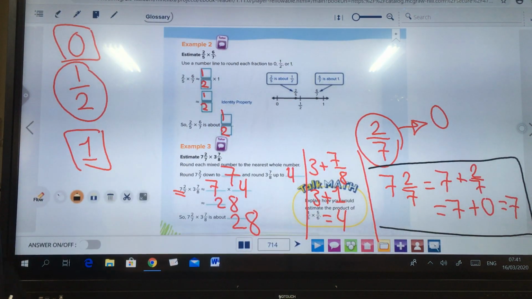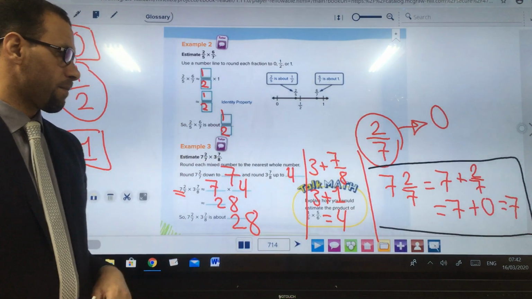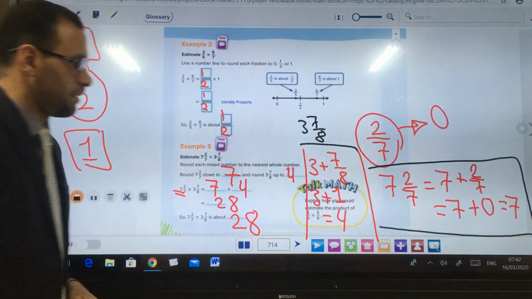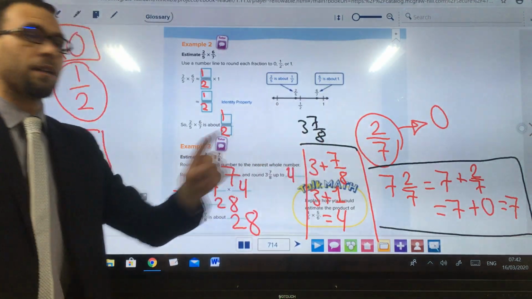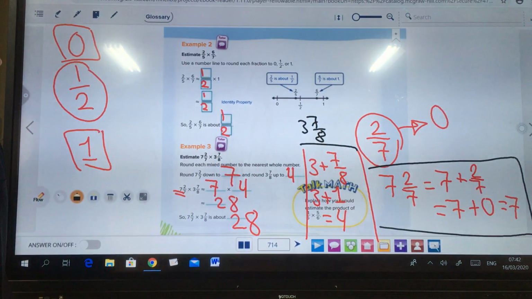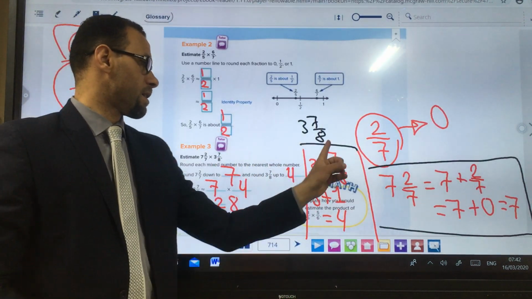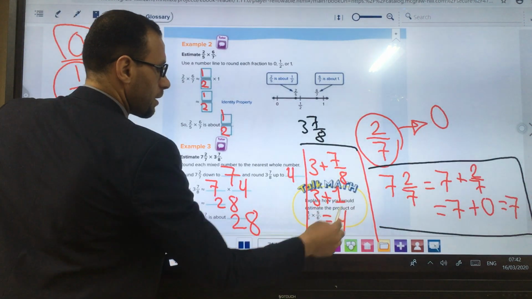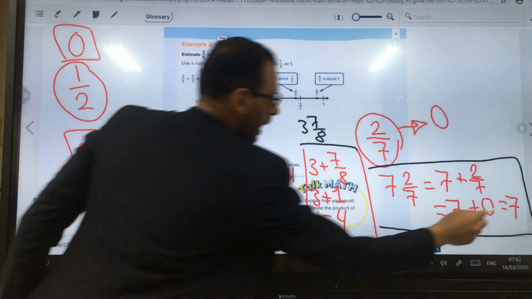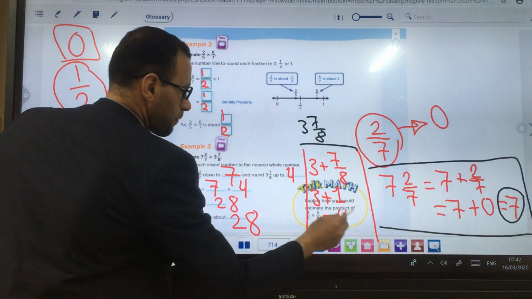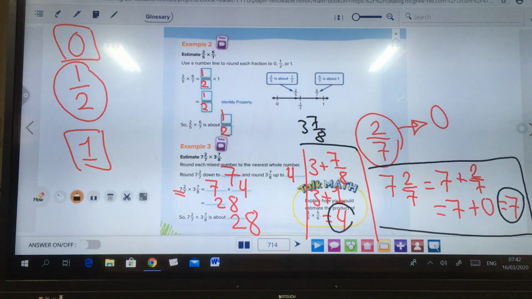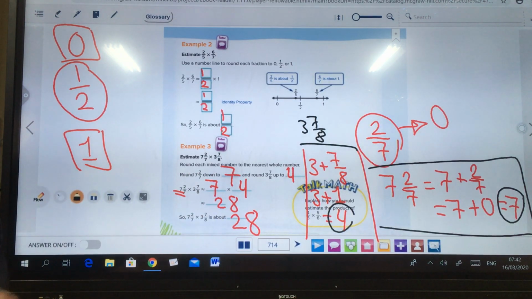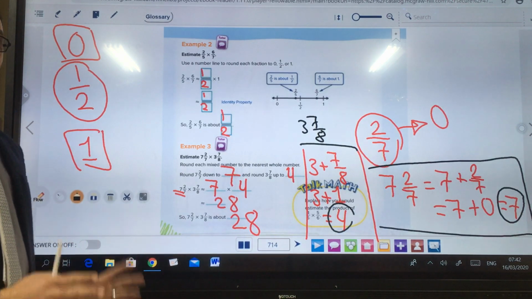And the other mixed number is 3 and 7 out of 8. 3 and 7 out of 8 means 3 plus 7 out of 8. Whole and fraction. Okay? 3 the whole plus 7 out of 8, it's closer to what? To 1. 3 plus 1 equals 4. Now I have 7 and 4 after we round it. So it will be 7 times 4, which is about 28. Is it clear? Okay.